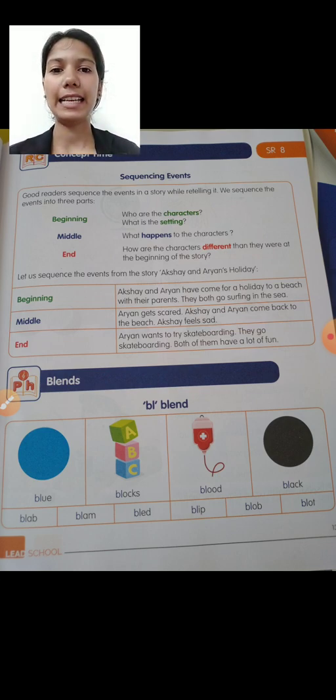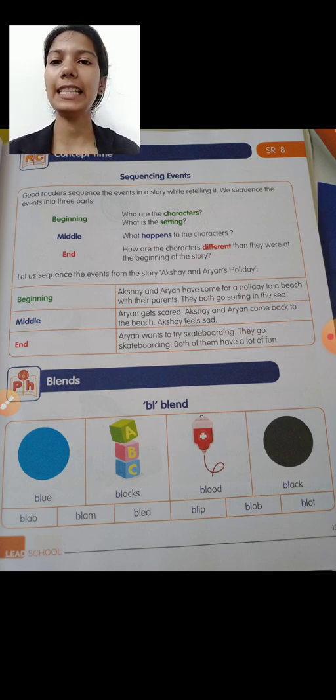Okay, and the setting is where the story has taken place. It is called the setting of the story. Where and when. Okay, so the story has taken place on a sea beach. So what is the setting of the story? The sea beach. Okay. Now see what happens to the characters and how the characters are different than they were at the beginning of the story. Okay, now let's start sequencing.